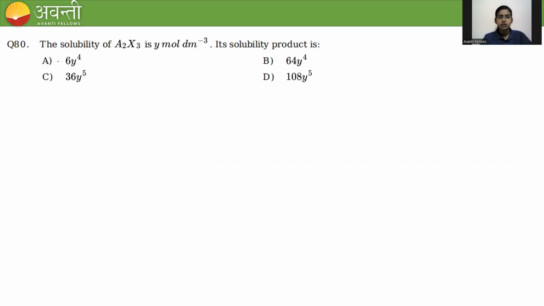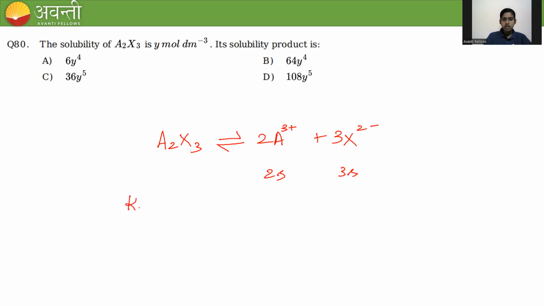Okay. Then coming to question number 80. The solubility of A2X3 is y mole per decimeter cubed, and its solubility product is? A2X3 is the salt, and if it gets dissociated, we will get 2A3+ and 3X2-. So this is the dissociation, right? So the concentrations are 2s and 3s. Coming to the solubility product Ksp, we have to multiply these two, so (2s) power 2 into (3s) power 3, right?